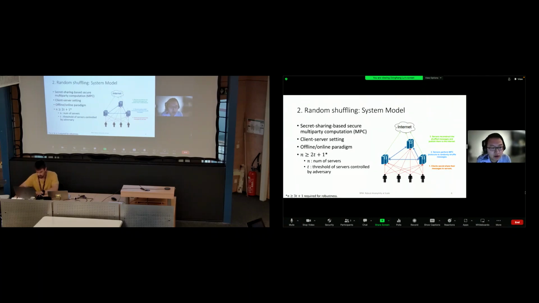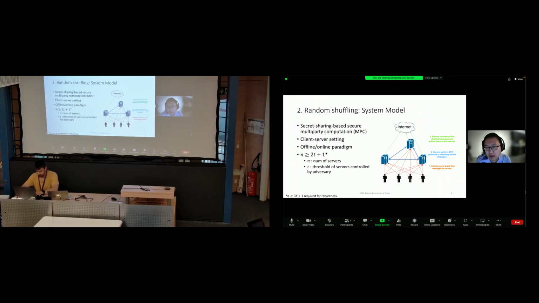We also follow the offline-online paradigm here. So we can design offline phase constructions to make the online MPC phase more efficient. For the adversary setting, let's assume n is the number of servers and t is the threshold of servers that can be controlled by the adversary. We usually require n to be larger than or equal to 2t plus 1. However, if you require more security properties such as robustness, we will require n to be larger than or equal to 3t plus 1. And on the right-hand side, we have our system model.